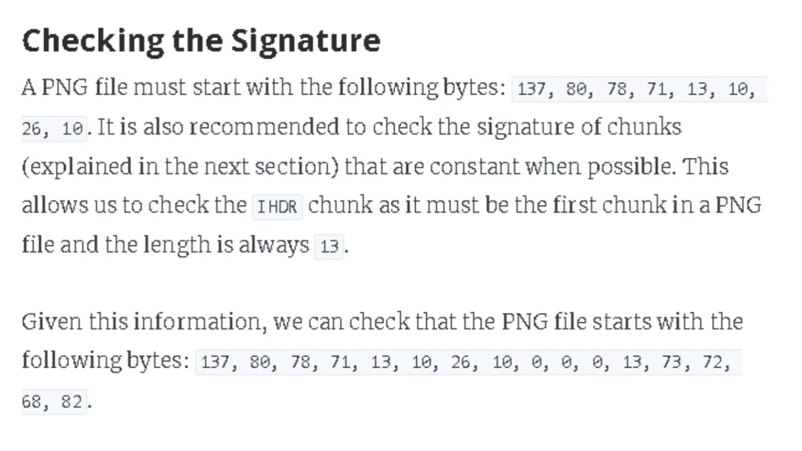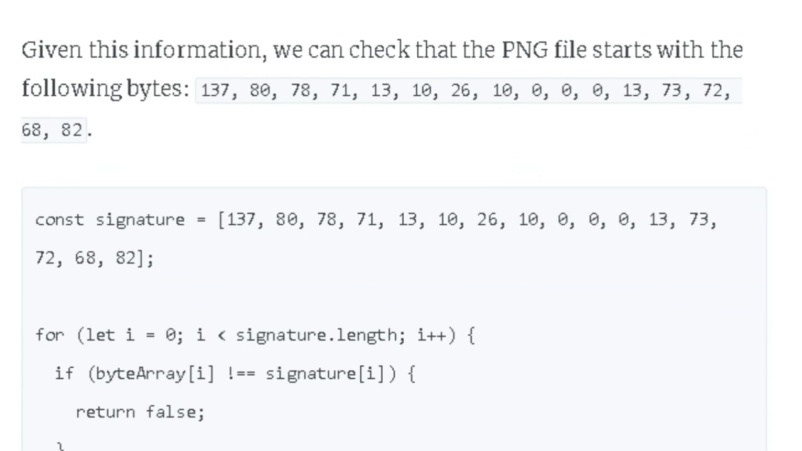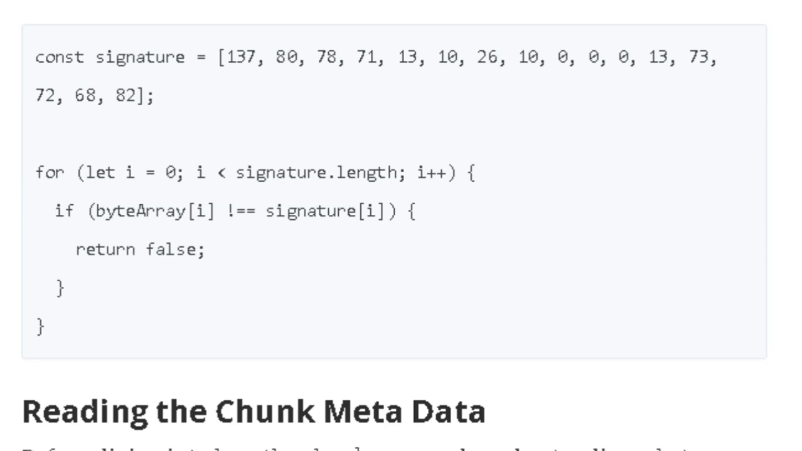It is also recommended to check the signature of chunks, explained in the next section, that are constant when possible. This allows us to check the IHDR chunk, as it must be the first chunk in a PNG file, and the length is always 13. Really, always 13. I've seen the length 13 and was wondering about that. Given this information, we can check the PNG file starts with the following bytes: 137, 80, 78, 71, 13, 10, 26, 10, 0, 0, 0, 13, 73, 72, 68, and 82.